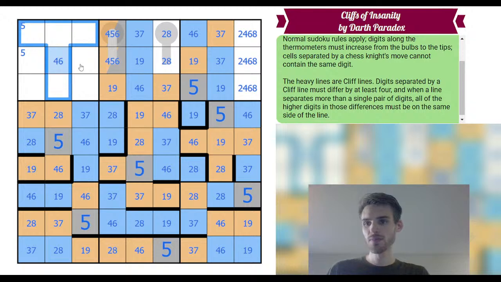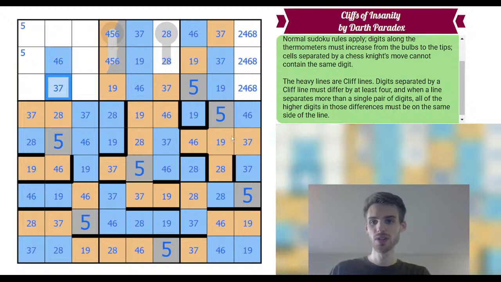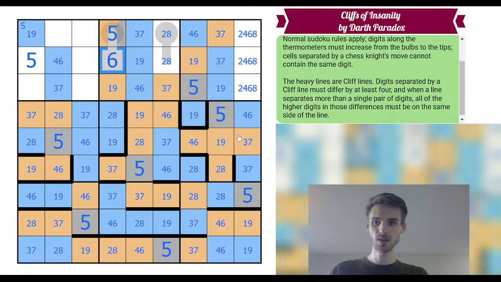Which means we can probably place the rest of these. That's a 3, 7 and is blue. The 1, 9s have to, that's a 1, 9. Oh, and that's going to resolve everything. Because that's a 5, which means that's a 5, which means this is a 6. Which is going to resolve pretty much everything.